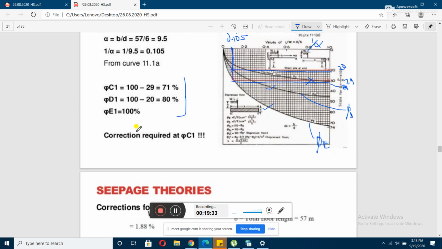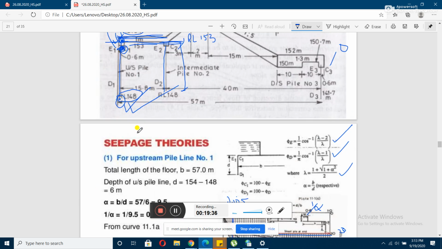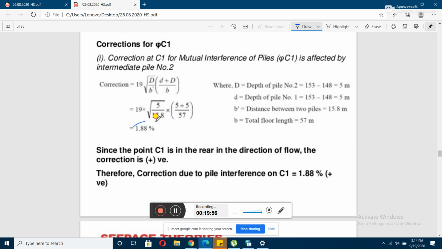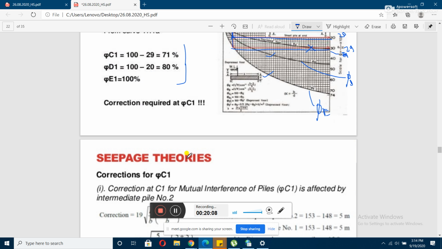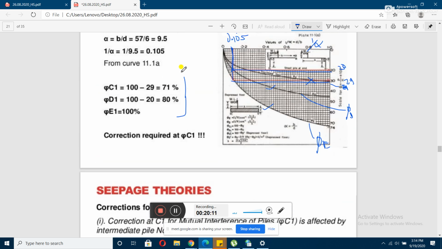And whether you have to add or subtract, as I have told you, if your influencing pile is on the downstream side of the pile that is bearing the effect, then there will be an addition, right? So this percentage that we have got will be a positive correction. As you can see, the correction is positive. So we have to add this on to the phi C1 value that we have got, for the influence of the pile.